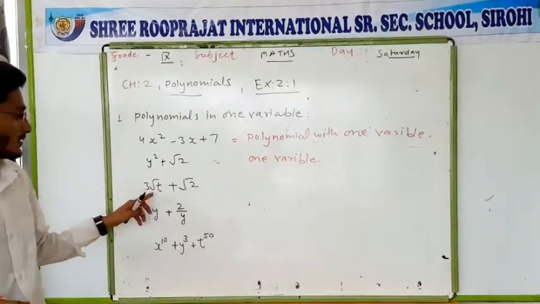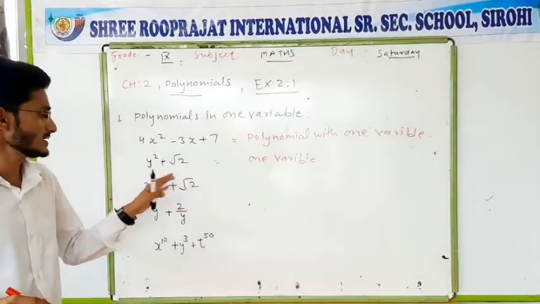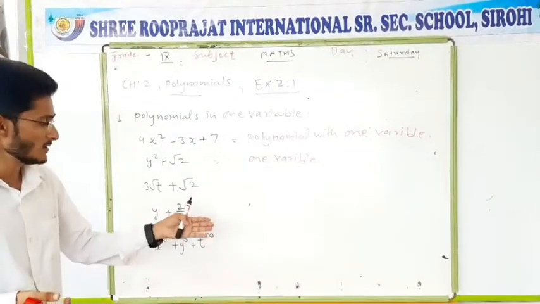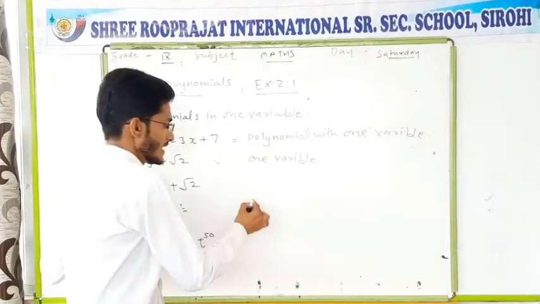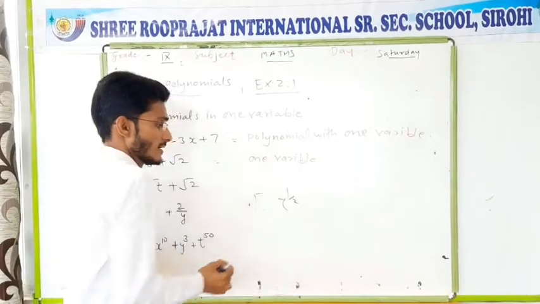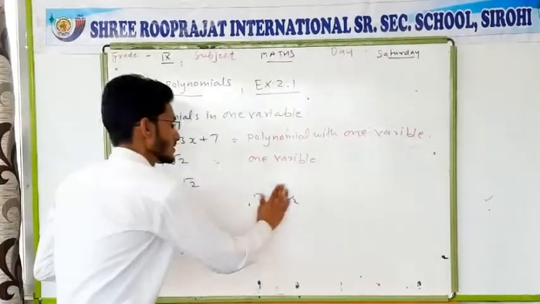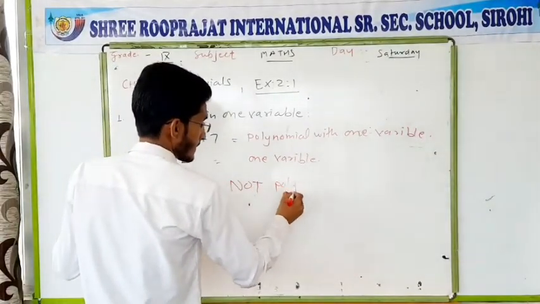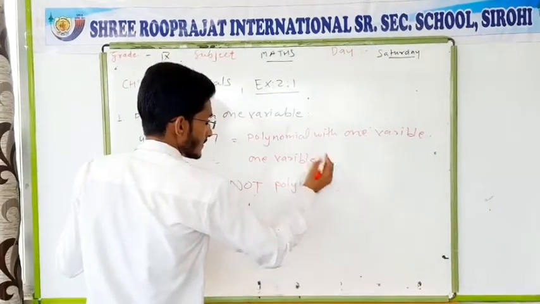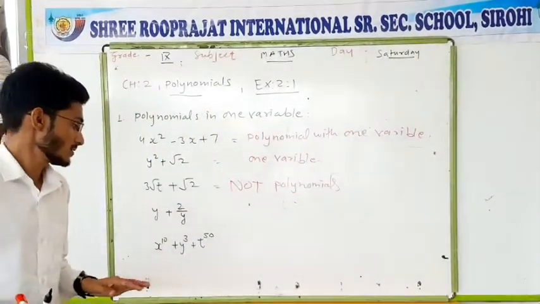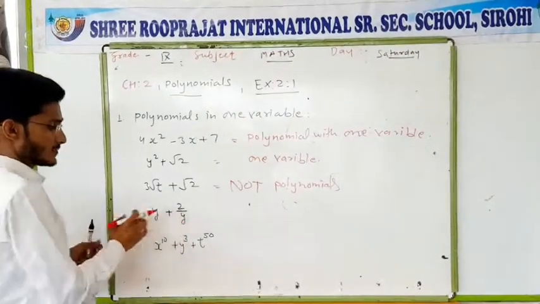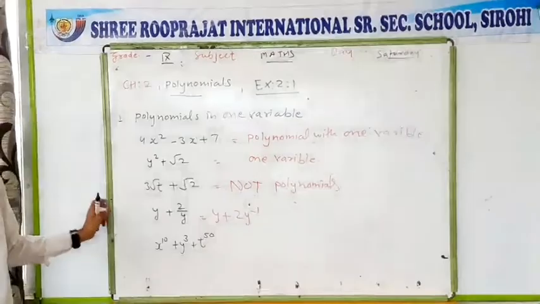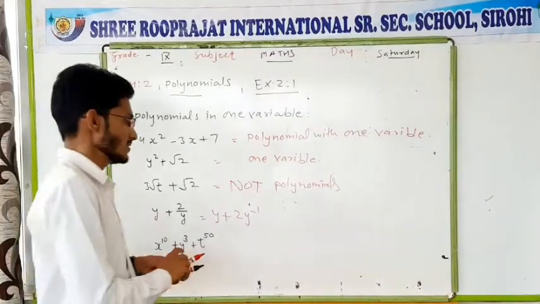Next one, 3 root t plus root 2. Just forget the root 2. If we talk about root t, we already discussed this. If the power is root, that means the power is half. So t to the power half, and half is not a whole number, so it is not a polynomial. Next one, y plus 2 by y. Again the same thing. If we change the position of y, we get y plus 2 y to the power minus 1. If the power is minus 1, then again it is not a polynomial.